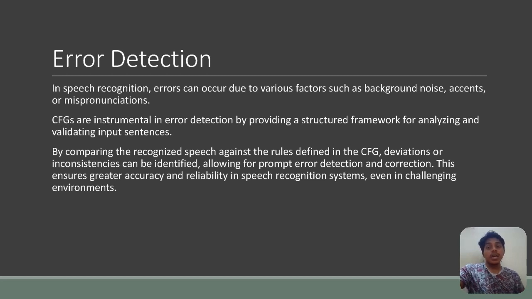Error detection. Another important application of CFG in speech recognition is error detection. By defining grammatical rules and constraints using CFG, speech recognition systems can identify and flag grammatical errors or inconsistencies in the recognized text. For example, CFG rules can be used to detect syntactic errors such as missing or incorrect verb forms, noun phrase agreement errors, and sentence fragments, allowing the system to provide more accurate and coherent transcriptions.